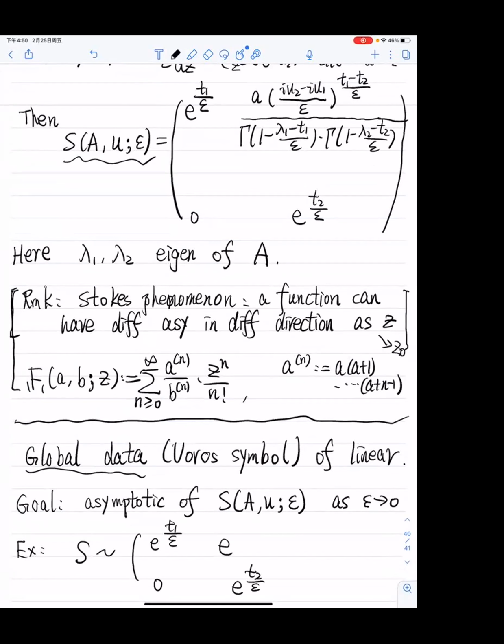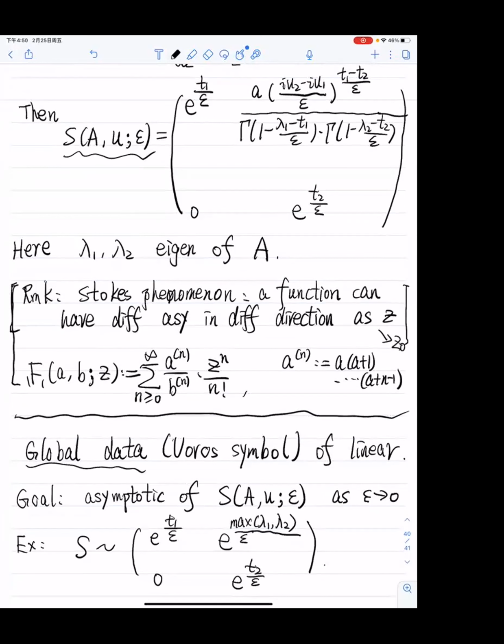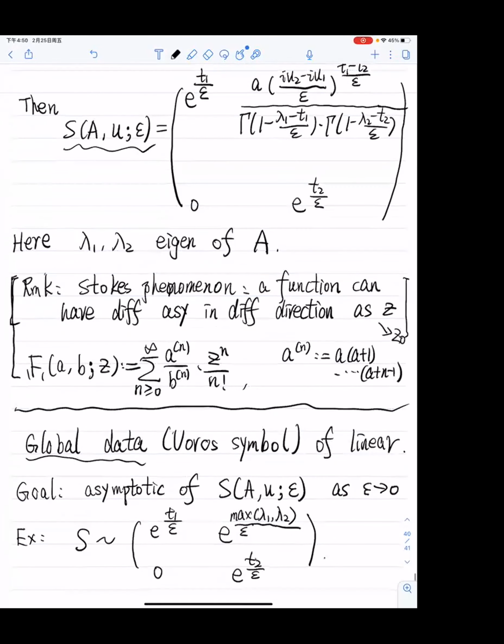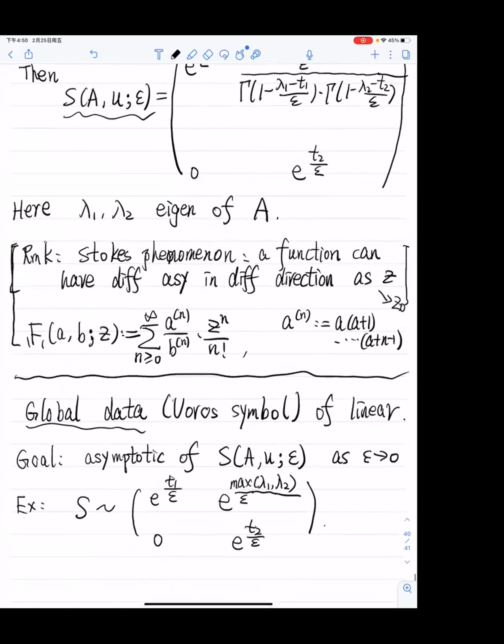And the only thing interesting is in the first row, second column, and it's given by exponential of maximal value between lambda 1 and lambda 2 over epsilon. Here again, recall that lambda 1, lambda 2 are the eigenvalues of the 2x2 Hermitian matrix, which are real numbers. The asymptotics of the Stokes matrix in the 2x2 case simply take this form.